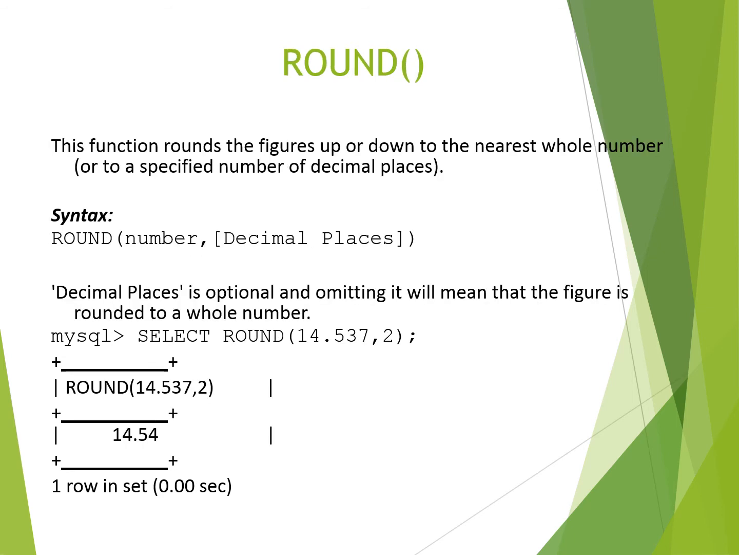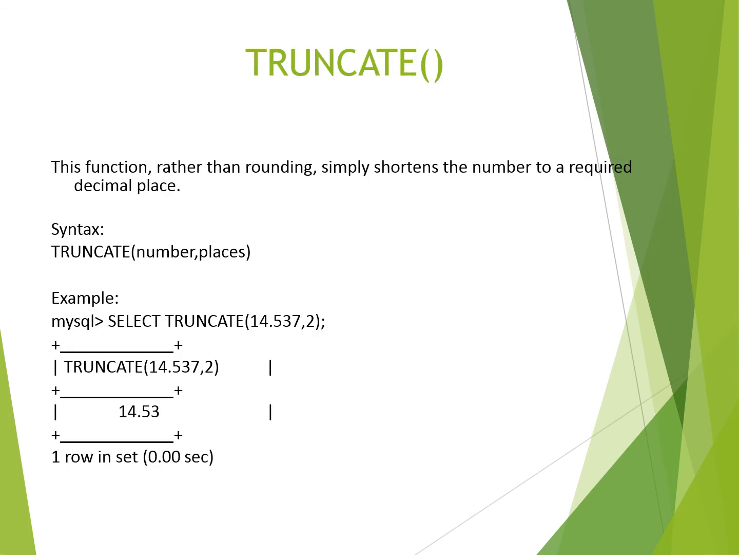This function rounds the figures up or down to the nearest whole number or to a specified number of decimal places. Truncate. This function, rather than rounding, simply shortens the number to a required decimal place. Syntax: TRUNCATE(number, places), and an example is here. SELECT TRUNCATE(14.537, 2).